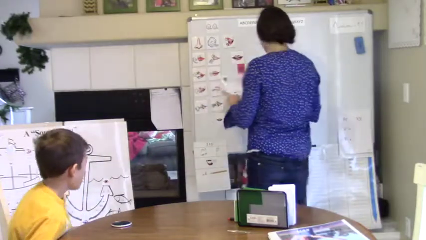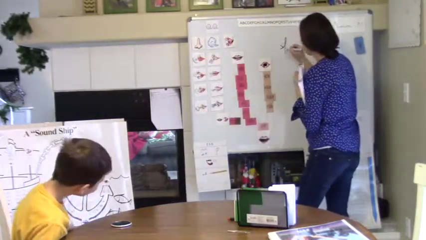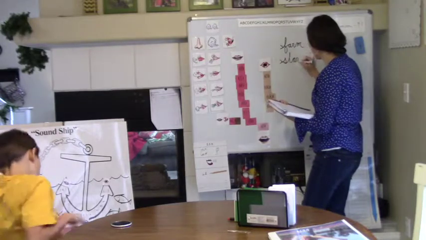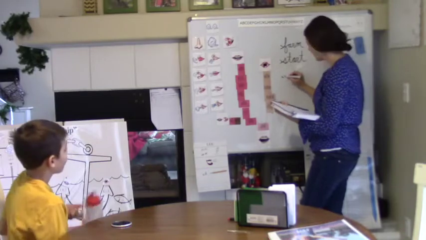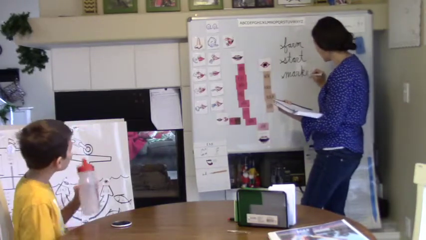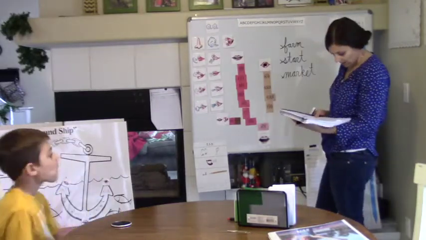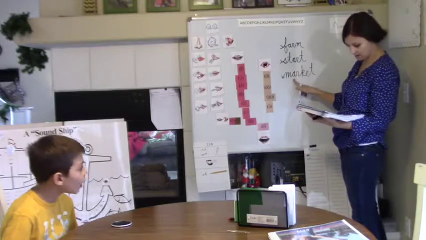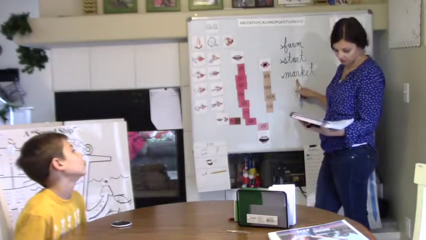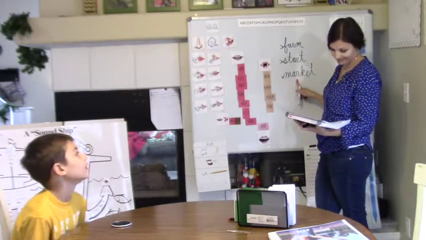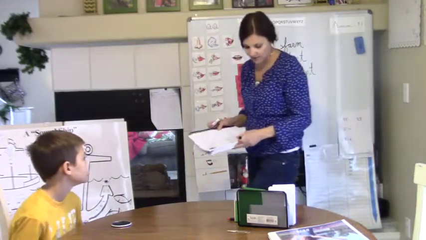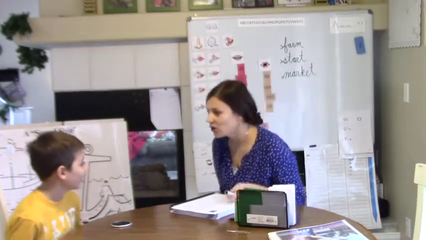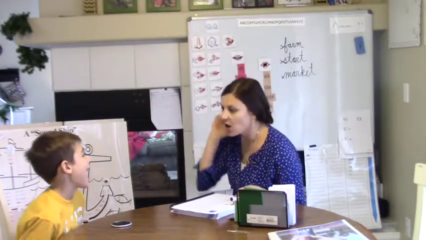Okay, take a look at these words. F-A-R-M. S-T-A-R-T. M-A-R-K-E-T. What do you see alike in these words? A-R. How many letters? Two. How many sounds? Two. What sounds would you expect to hear from the letters A and R? But it doesn't make the sound a-er. Instead, it makes the sound R.